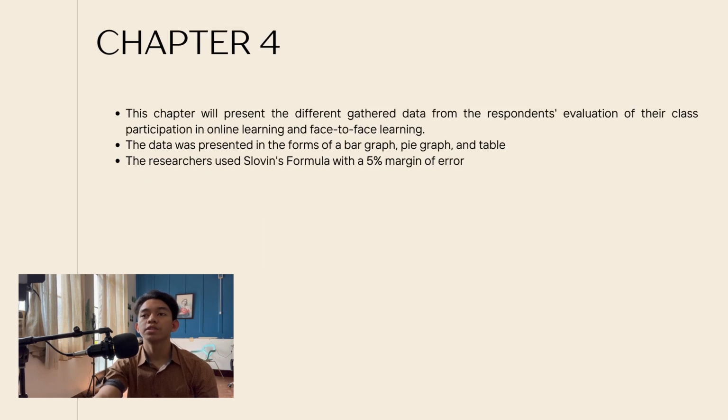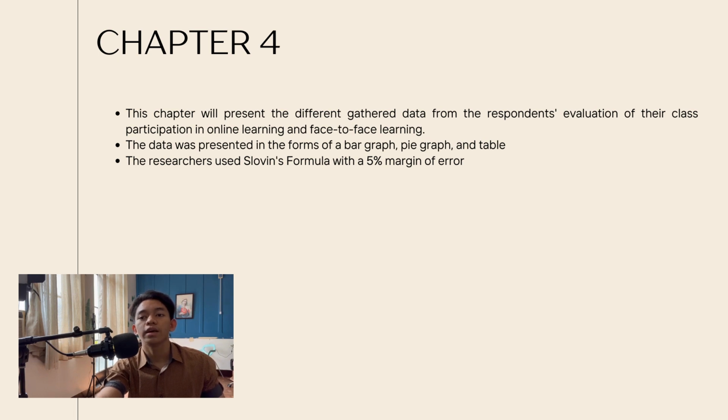This chapter will present the different gathered data from the respondents' evaluation of their class participation in online learning and face-to-face learning. The data was presented in the forms of a bar graph, pie graph, and a table. Moreover, the researchers used Slovin's formula with a 5% margin of error, which is approximately 84 respondents, in order to gather accurate data.